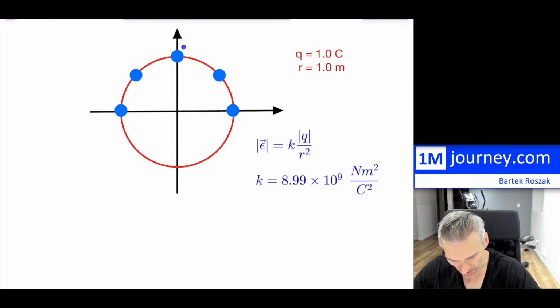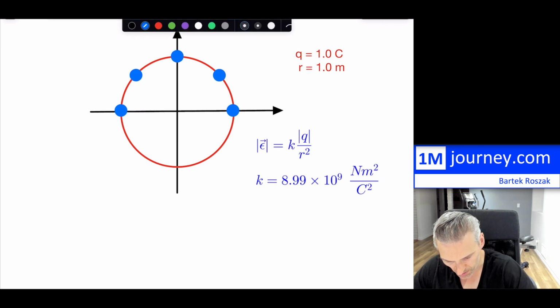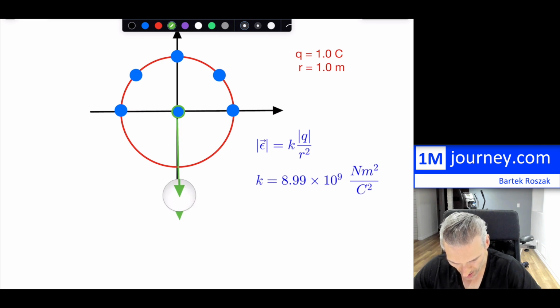So let's start with this one, for instance, and try to find out what that electric field will be. Maybe I'll change this color. We are working here at the center, right there, and this one is going to have an electric field. I'm going to draw this out rather big, pointing downwards, and that would be the electric field from here.